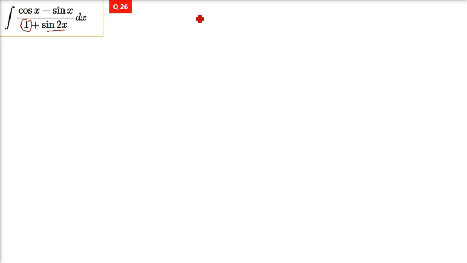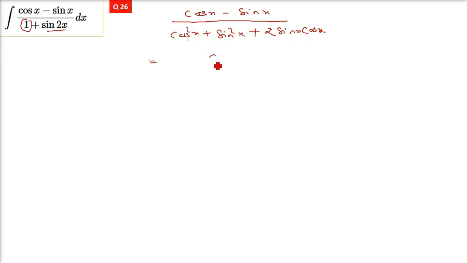Okay, let me resolve it. What I just said, let me write it. Cos x minus sin x, in place of 1, I am saying write it in terms of cos and sin. So sin square theta plus cos square theta in place of 1. Then we have sin 2x. This can be written as 2 sin x cos x. What will be the benefit? For the cos x minus sin x, the denominator will be a squared plus b squared plus 2ab. So this will be a plus b whole square.